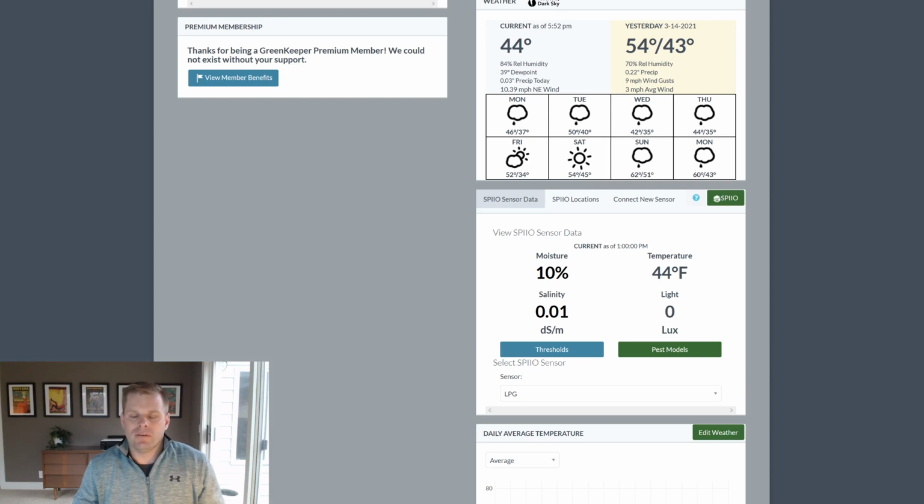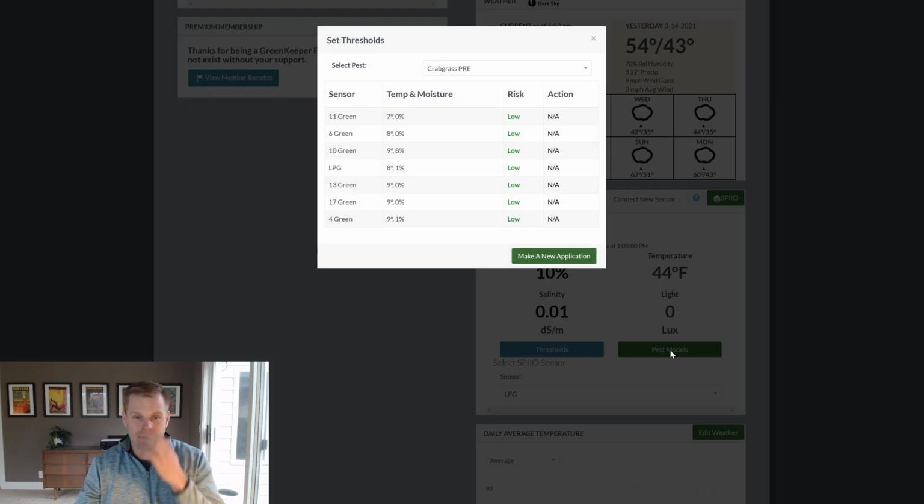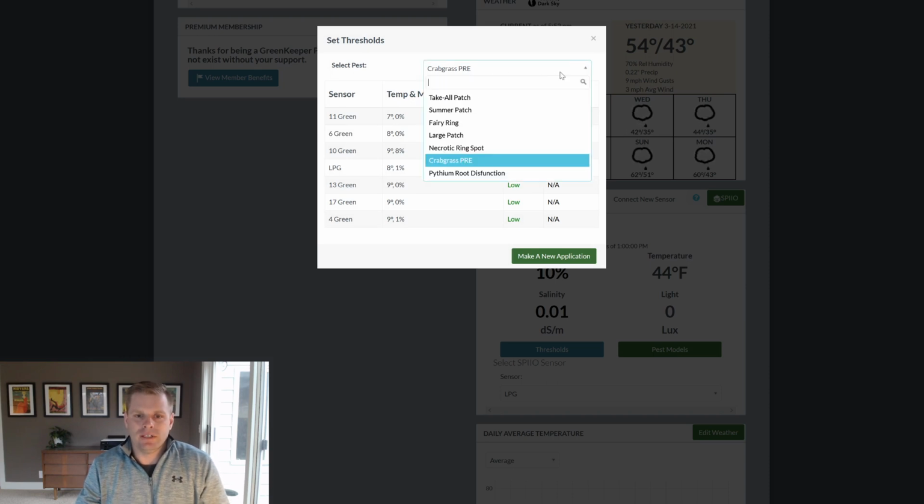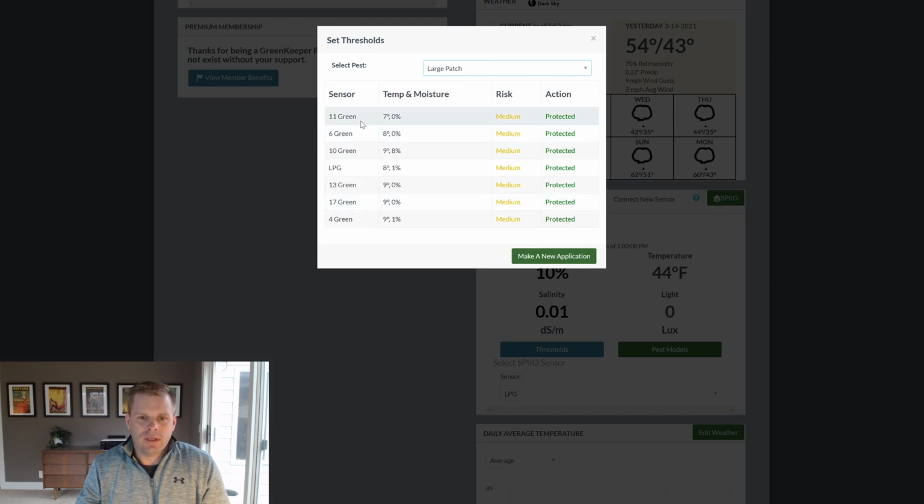A really powerful part of having the SPIIO system married with Greenkeeper is in pest modeling. If you click the pest modeling button in this dash, it's going to list all of the different sensor locations. And then you can have different pests here, like take-all and summer patch and a lot of soil type pests, Pythium root dysfunction. What we're seeing is that we can look for the temperature and the soil moisture level and then get some indication of risk.